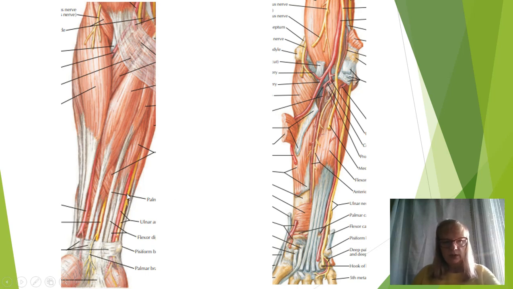And the last groove, the ulnar groove, is located with one border being flexor digitorum profundus, and the second border flexor carpi ulnaris. Again, we should remember just four muscles: brachioradialis, flexor carpi radialis, flexor digitorum profundus, and flexor carpi ulnaris. Between those muscles, we have three grooves: radial, median, and ulnar.